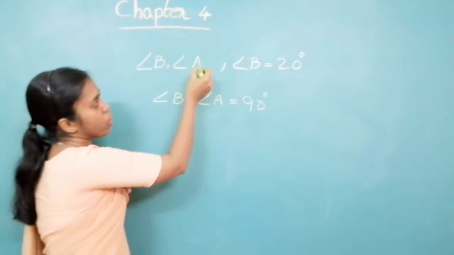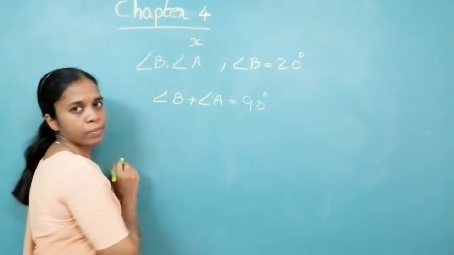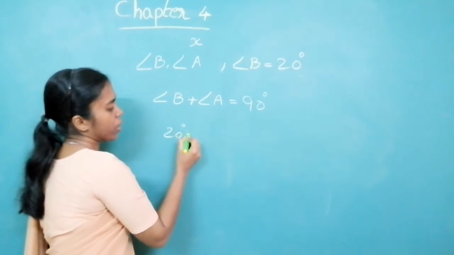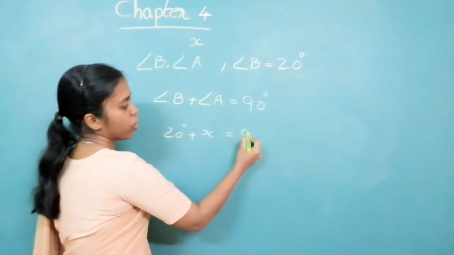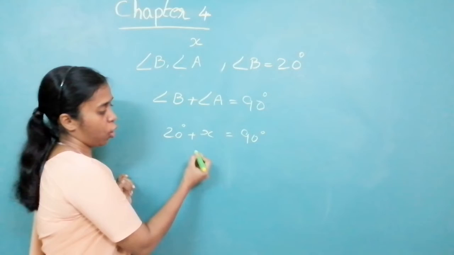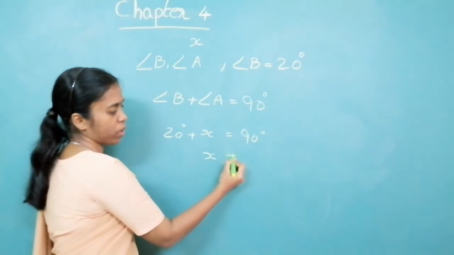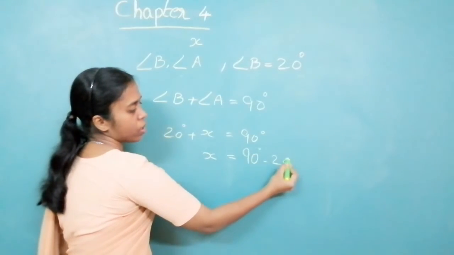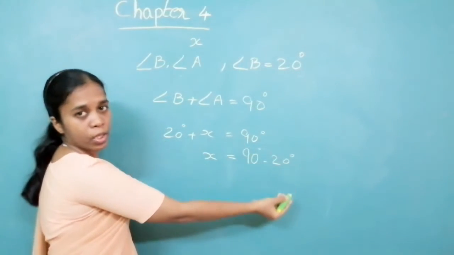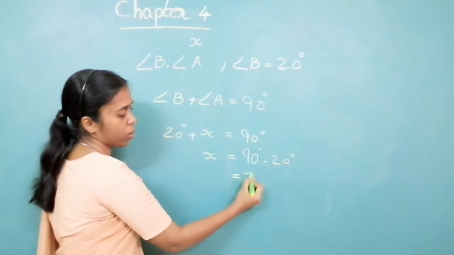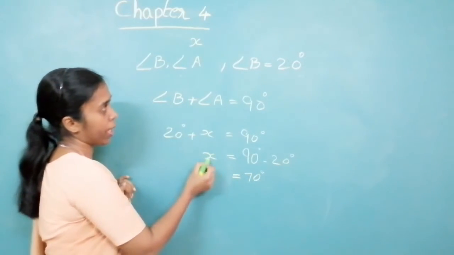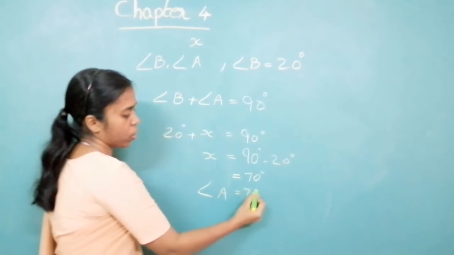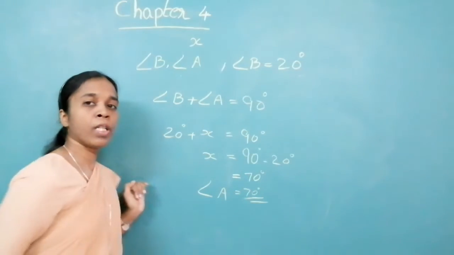So you consider that measure of angle A as x. Okay. So I can write B is given to you as 20 degree. So 20 degree plus x is equal to 90 degree. So how much will my x be? Keep x over here. So what do you have over here? 90 minus 20. This is plus, so on the other side of the equation it becomes minus. So you get it as 70 degree. Now what is my x? x is the measure of angle A. Therefore I have angle A is equal to 70 degree.